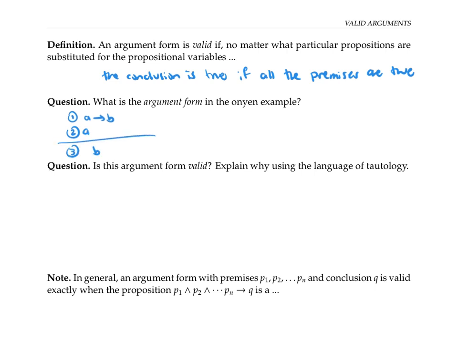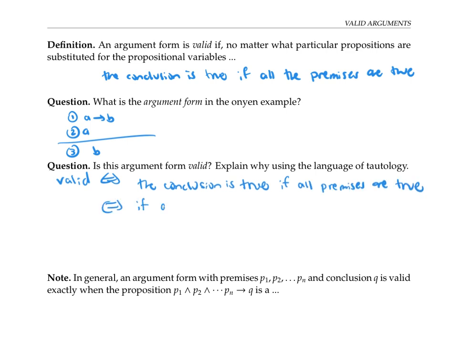So is this argument form valid? Certainly seems like it should be to me, but let's try to explain why using the definition of valid and the idea of a tautology. From the definition of valid, we have that this argument form is valid if and only if the conclusion is true if all the premises are true. That is, if and only if A implies B and A are true, then B is true.